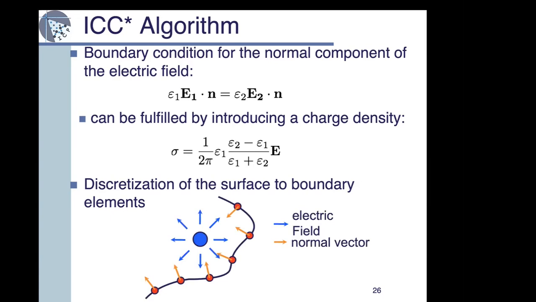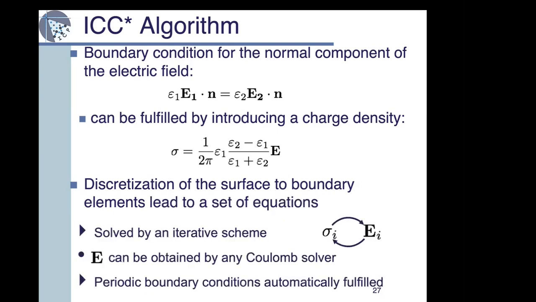So you say, okay, if I have some arbitrary curved surface, I will just chop it up into little boundary elements. On each boundary element, I put a charge, and this charge should have a value. I mean, it should introduce a charge density exactly of that sort. So how do I get this amount of charge? Well, I have to solve it by an iterative scheme.